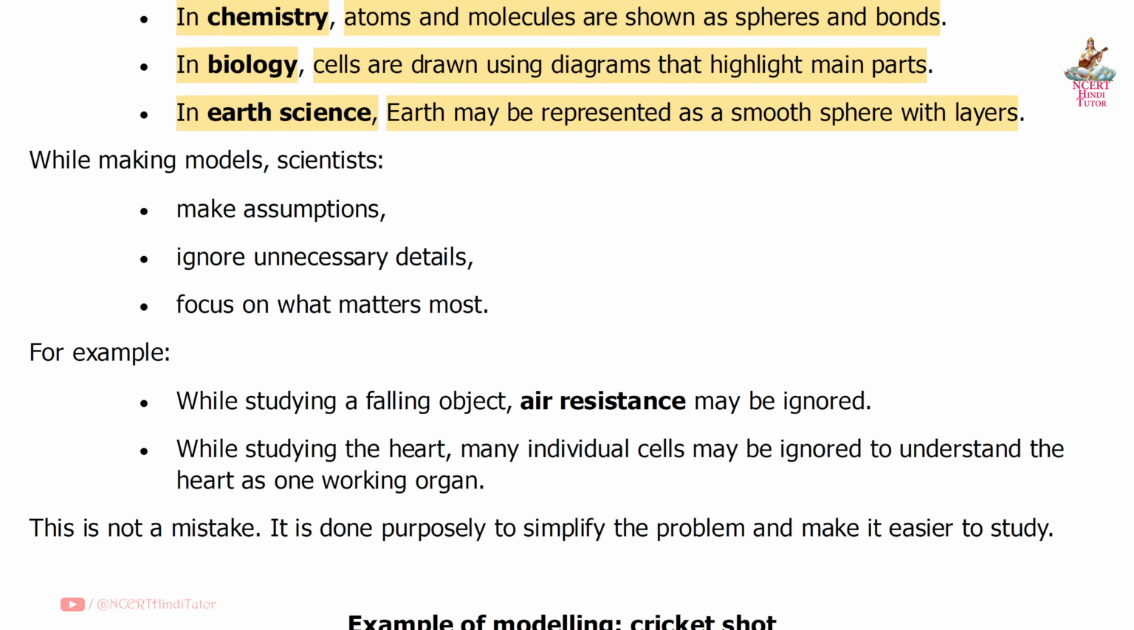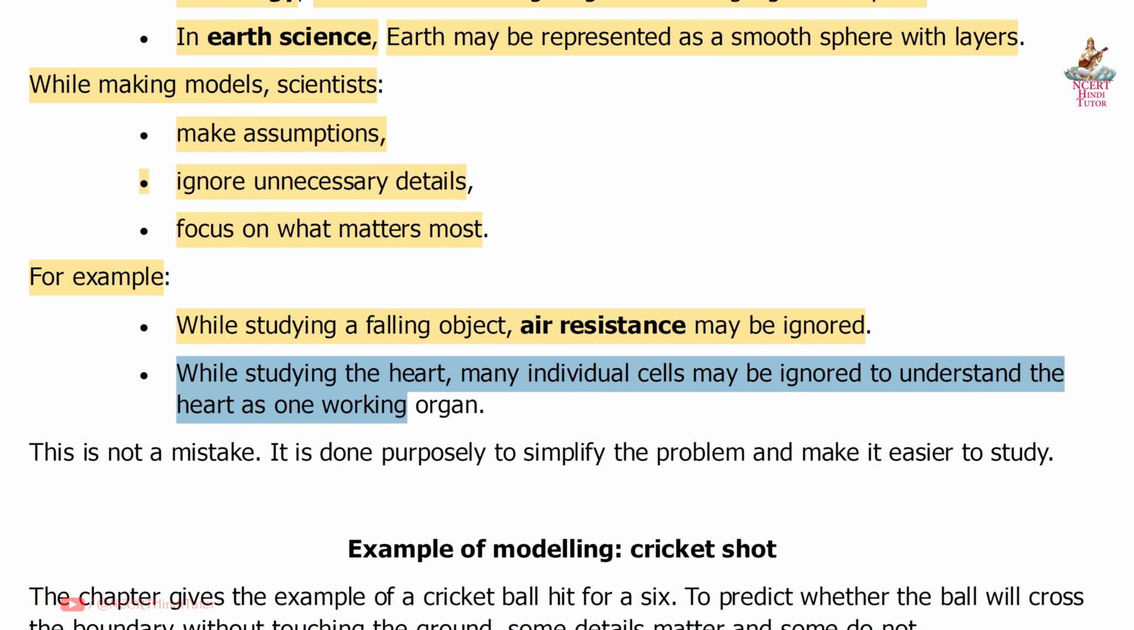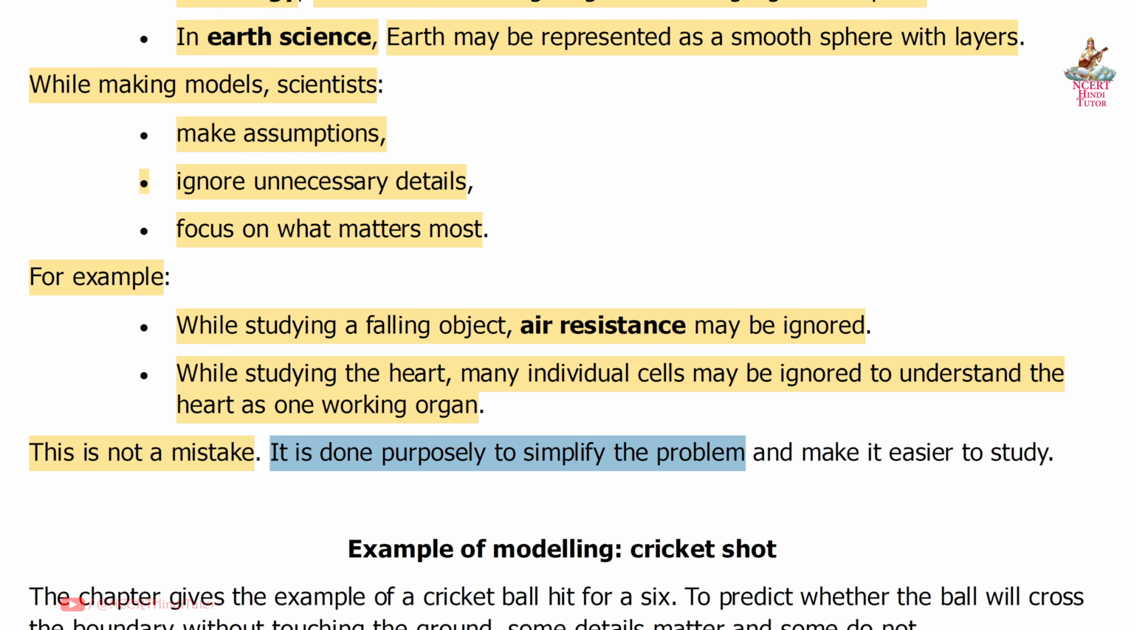While making models, scientists make assumptions, ignore unnecessary details, and focus on what matters most. For example, while studying a falling object, air resistance may be ignored. While studying the heart, many individual cells may be ignored to understand the heart as one working organ. This is not a mistake. It is done purposely to simplify the problem and make it easier to study.